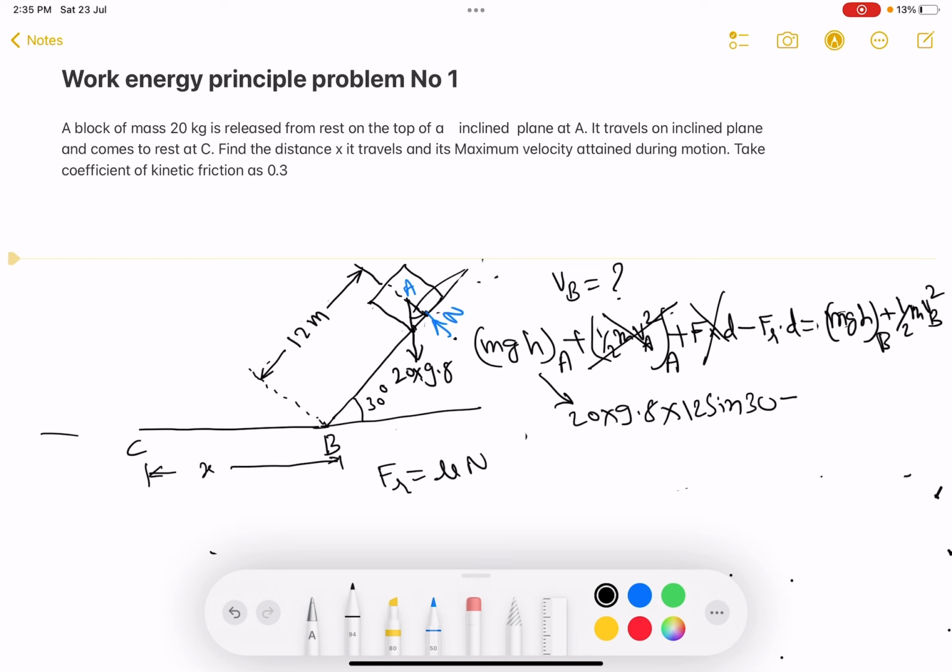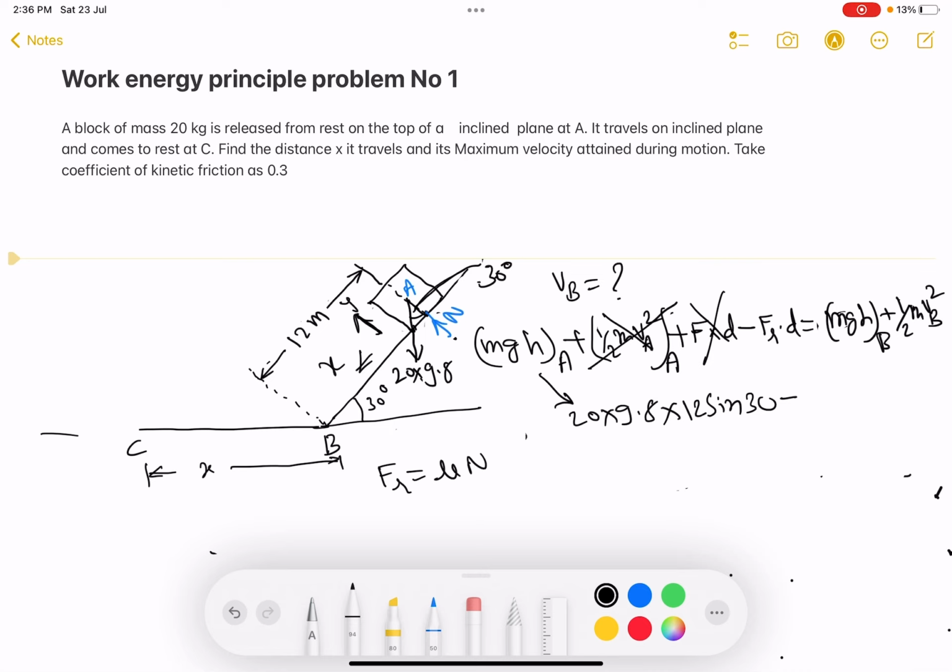This angle is also 30 degrees. So you can see that if this is a plane, this is say y, and the plane is x. So resolve the forces on the block along the y direction. The block is not moving in the y direction.